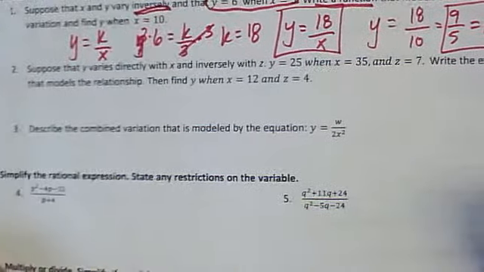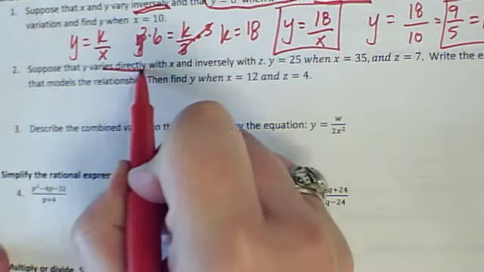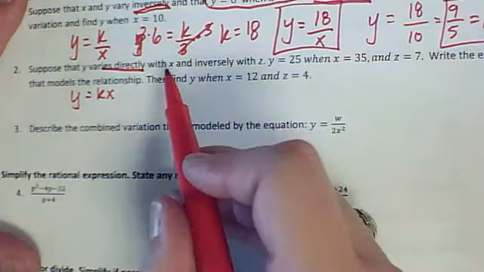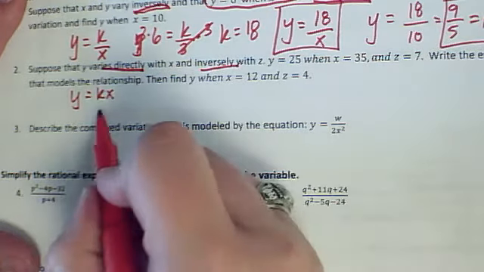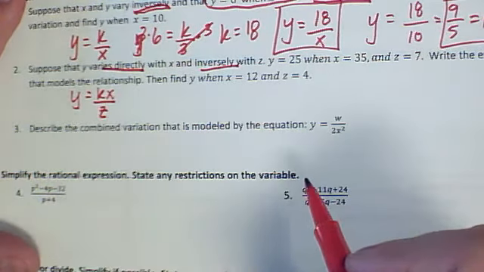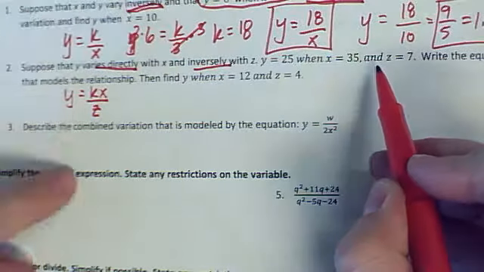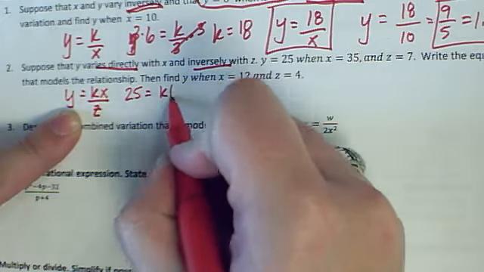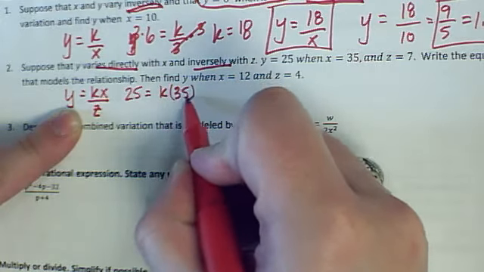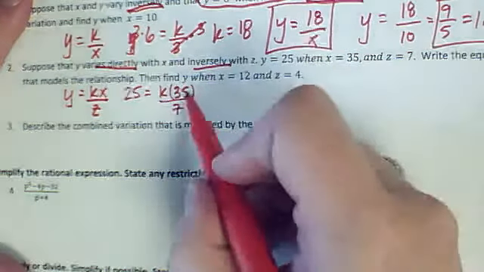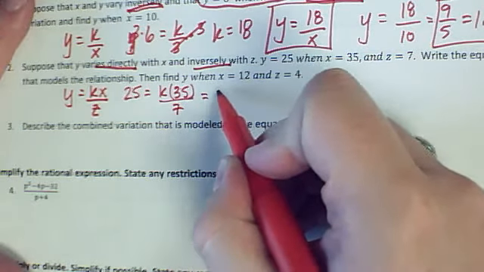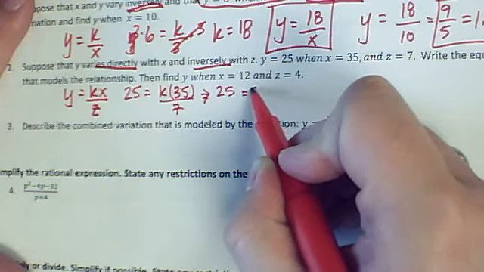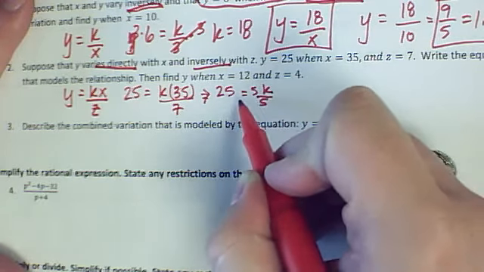Alright, second equation. Suppose that y varies directly. So that's your keyword. We're going to multiply by k with x, and inversely, so inversely means I'm going to divide by z. Now, they give me the numbers so that I can figure out what k is. So y is 25, x is 35, and z is 7. Well, 35 divided by 7 is 5. So 25 equals 5k divided by 5.